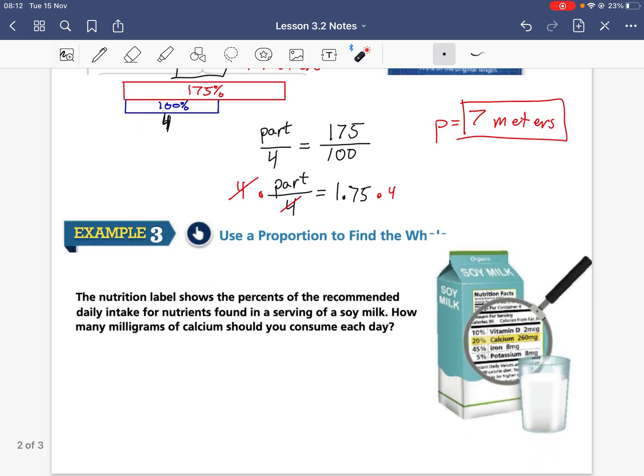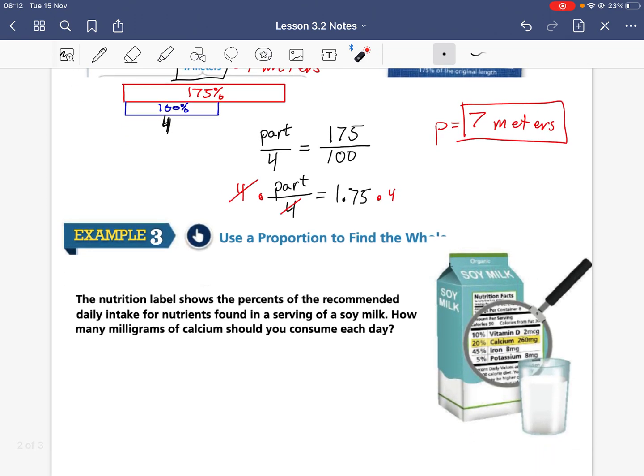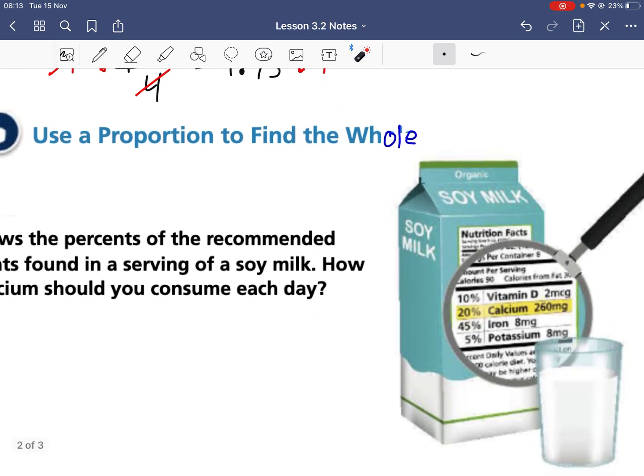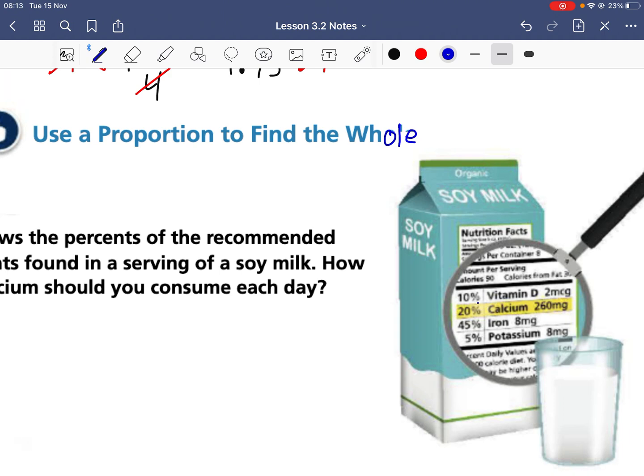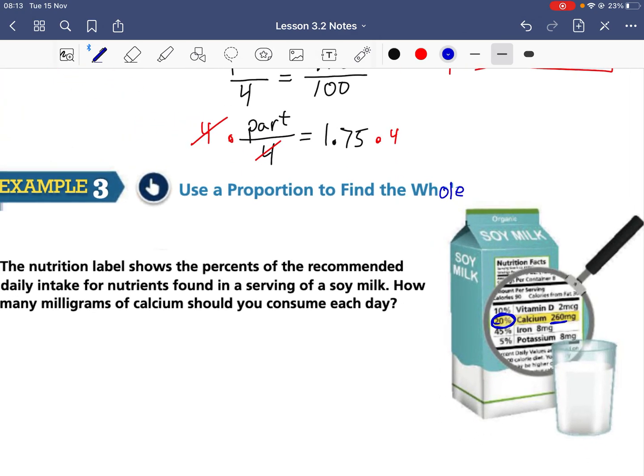All right, let's use proportions to find the whole. So the nutrition label shows the percents of the recommended daily intake for nutrients found in a serving of soy milk. How many milligrams of calcium should you consume each day? So this is telling us that if we consume 20% of the 100%, that's a total of 260 milligrams. So when we set this up, 20 is out of 100.